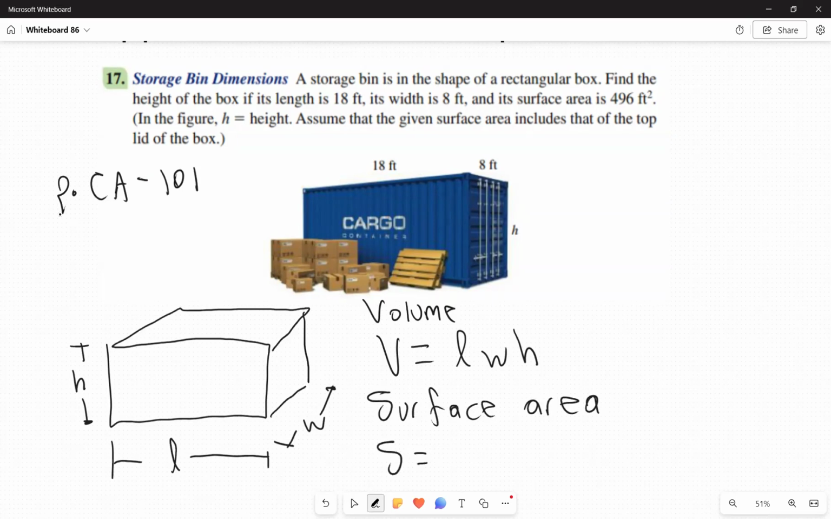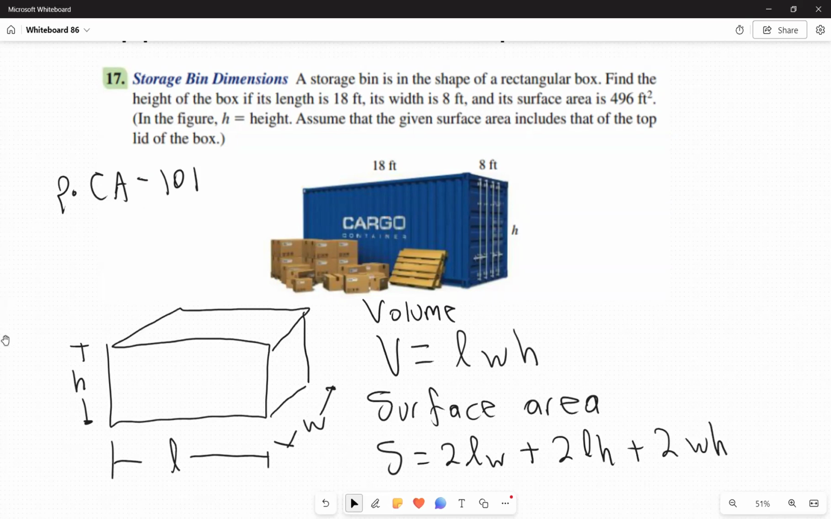The surface area is going to be the sum of the areas of the 6 faces. From this perspective, front and back is length times height, so that's 2LH. And then the top and bottom are both length times width. Add them together. The front and back are both LH, and the left and right are HW or WH.